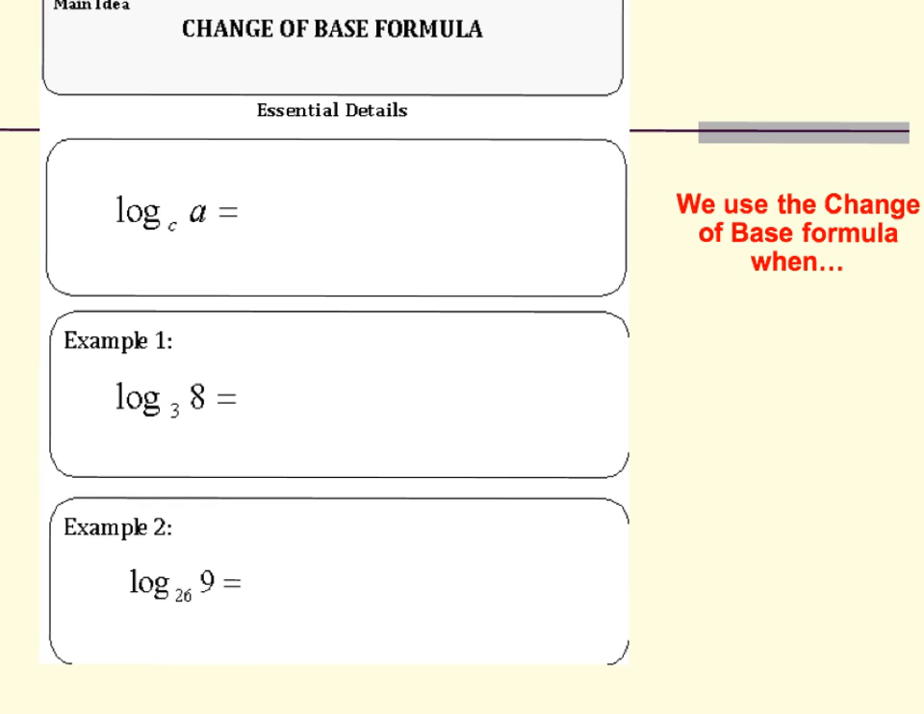So let's look first at the change of base formula. You know you can't put log base C of A into your calculator just like that. But what you can do is use the change of base formula. And that tells us that the log of A divided by the log of C is the same thing. So instead of putting log base C of A in your calculator, you can put log A divided by log C, and it will simplify it.